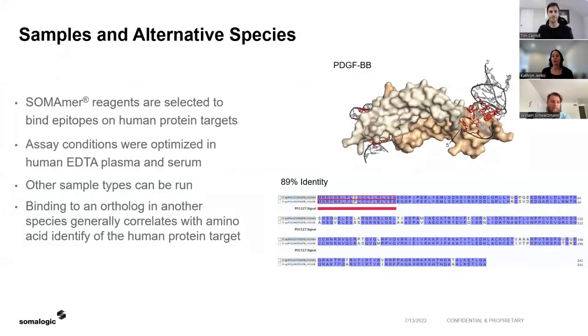Thank you. First, I'm actually going to touch upon other sample types and alternative species. So we realize that Rutgers is a large organization and there are a variety of research projects underway. So we want to make sure that you realize the full capabilities as to how you can utilize the SomaScan technology. Our reagents were developed from natively folded human proteins, and our assay conditions are optimized in human EDTA plasma and human serum. Our assay is validated in these matrices as well as in human urine.